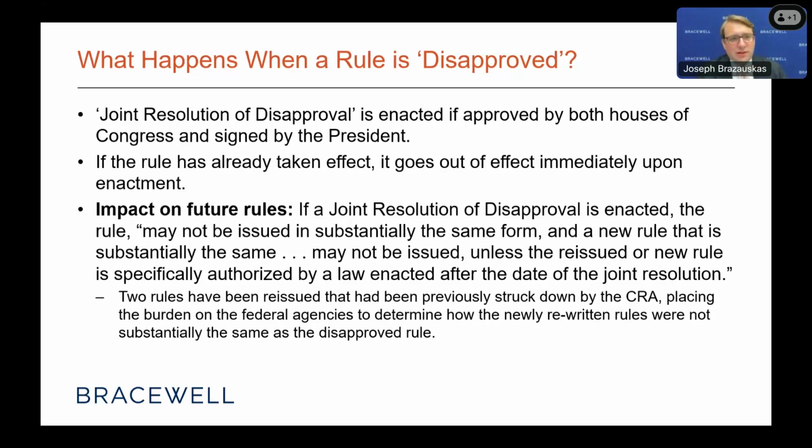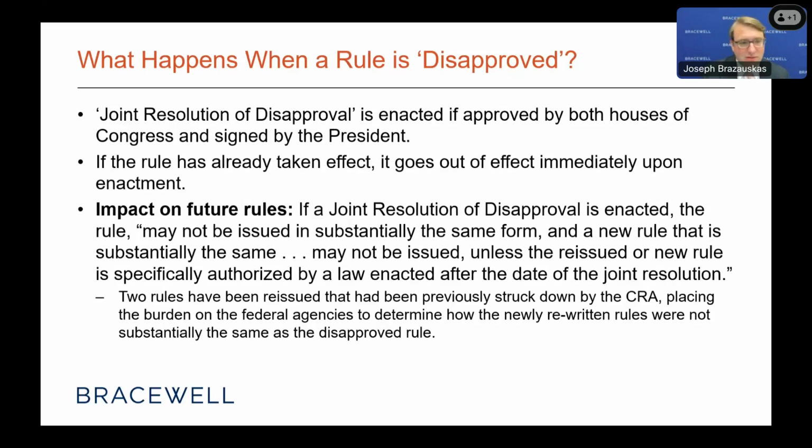So what happens when a rule is disapproved? Well, a joint resolution of disapproval is enacted if approved by both houses of Congress and signed into law by the president. If the rule had already taken effect, it goes out of effect immediately upon enactment, or if it had not yet gone into effect, it's immediately withdrawn.